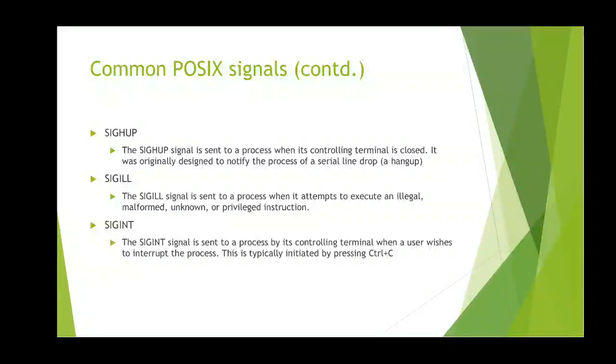The next signal is signal hang up, or SIGHUP. The SIGHUP signal is sent to the process when its controlling terminal is closed. And if the process executes some illegal instruction, it will get the SIGILL signal. And if the process needs to be interrupted, then it will get the interrupt signal, or SIGINT.